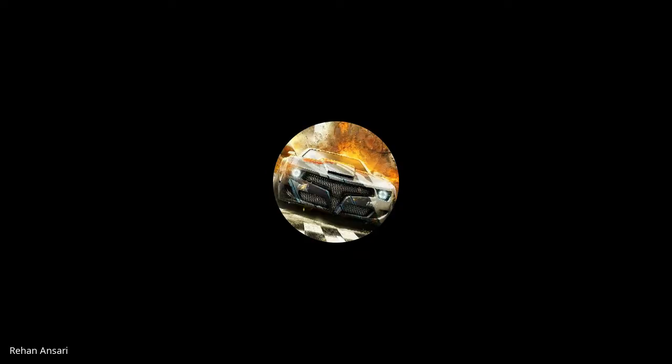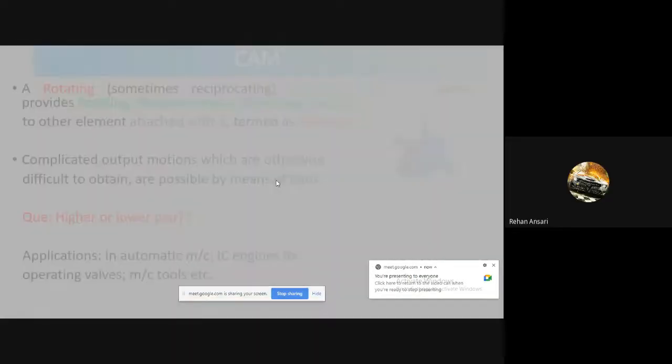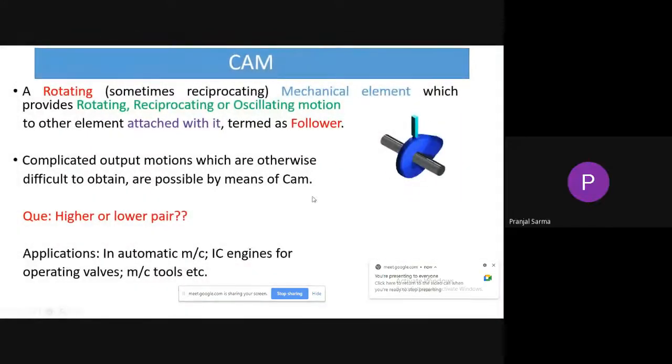So is my screen visible now? No, sir. Just wait. Internet was down, so okay, I think now it should be visible. Yes, sir. So now, okay, so the piston is clear, right?